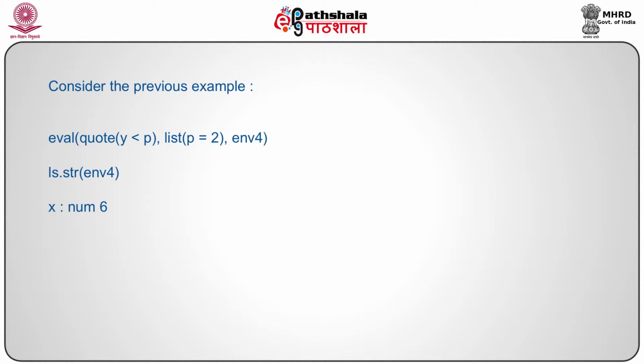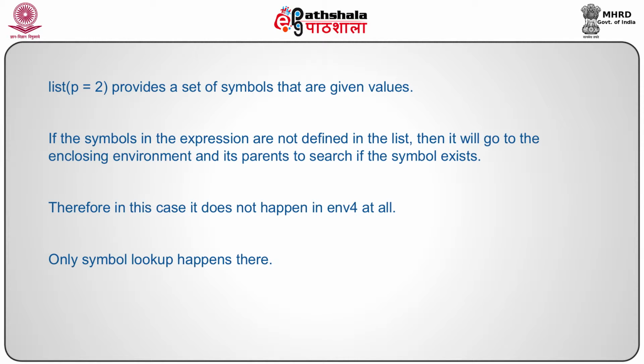Now we are continuing the previous example and we are writing the code that is given. Now it is understandable because list within first bracket p is equal to 2 provides a set of symbols that are given values. If the symbols in expression are not defined in the list, then it should go to the enclosing environment and its parents to see if the symbol exists. Therefore, in this case, it does not happen in environment 4 at all. So, the actual thing is that only symbol lookup happens here.